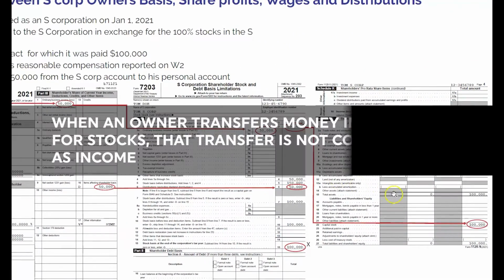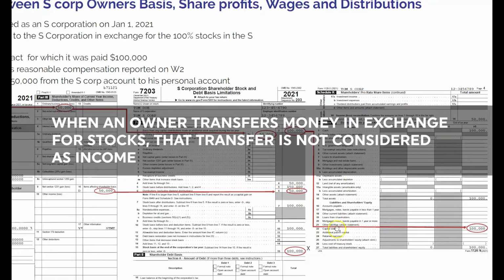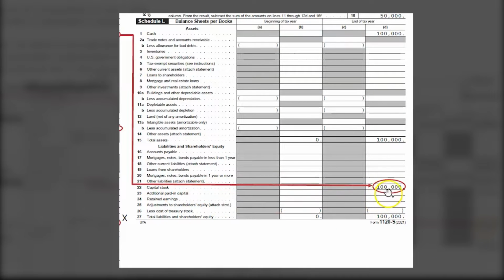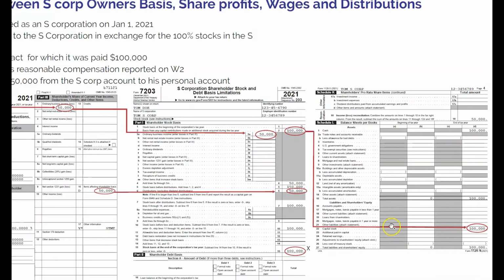When an owner transfers money in exchange for stock, that transfer is not considered income. In this case, Tom transferred money to purchase stock. The S Corp gets that money, and the way the S Corp enters it on its books is that it credits 100,000 as equity or common stock, and debits the bank account 100,000. So whenever an owner transfers money to fund the business, it is not income. That's the first thing we need to put out there.